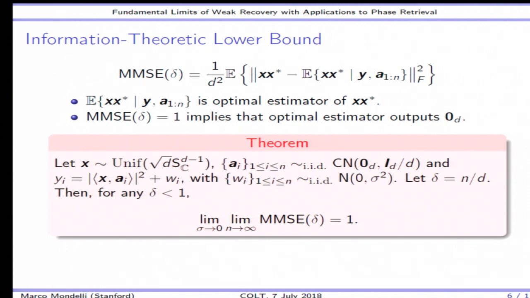Suppose that delta is smaller than 1, and this is the setting in which we work. We let x be uniform on the sphere. We take the vectors a_i to be Gaussian, as I mentioned at the beginning, and y_i be obtained according to the phase retrieval model, so we have modulus squared plus Gaussian noise. Then, in the limit of vanishing noise, the MMSE tends to 1 as n goes large. So in the high-dimensional limit, essentially, no estimator can do anything for delta smaller than 1.